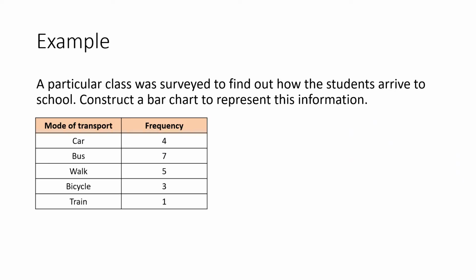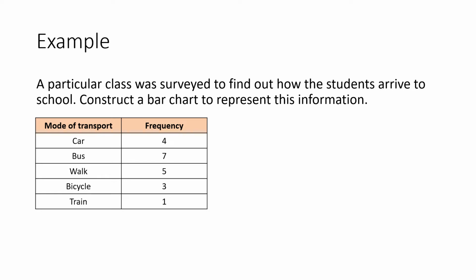Alright, so now we're going to have a go at an example. So here we have a frequency table which shows different modes of transport used by students to get to school. So you can see that 4 students travel with the car, 7 take the bus, and so on.